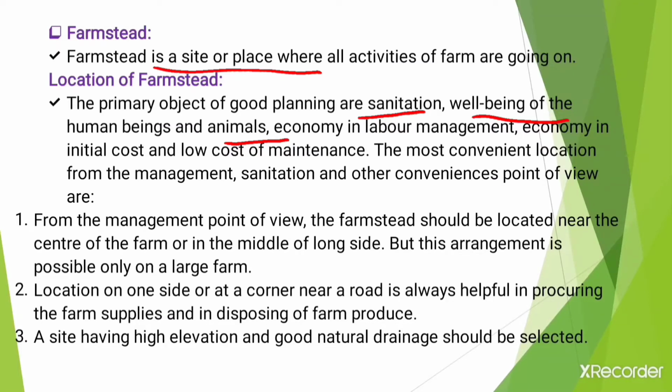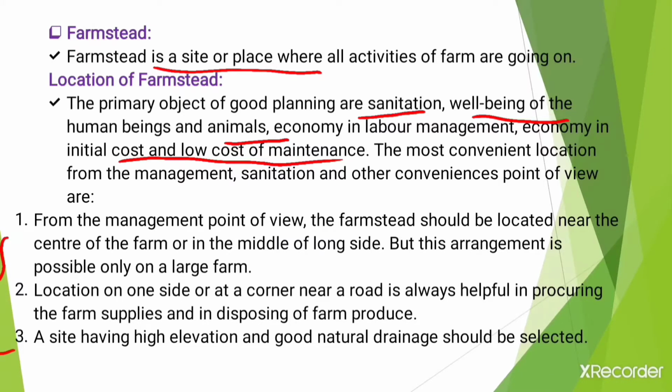The primary objectives of good planning for the farmstead are the sanitation and well-being of human beings and animals, then economy in labor management, then economy in initial cost and low cost of maintenance. And the most convenient location of the farmstead from the management, sanitation and other convenience points of view is given below.